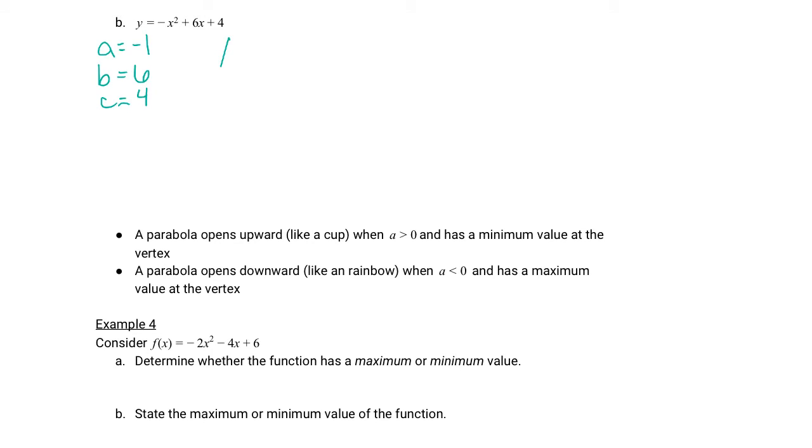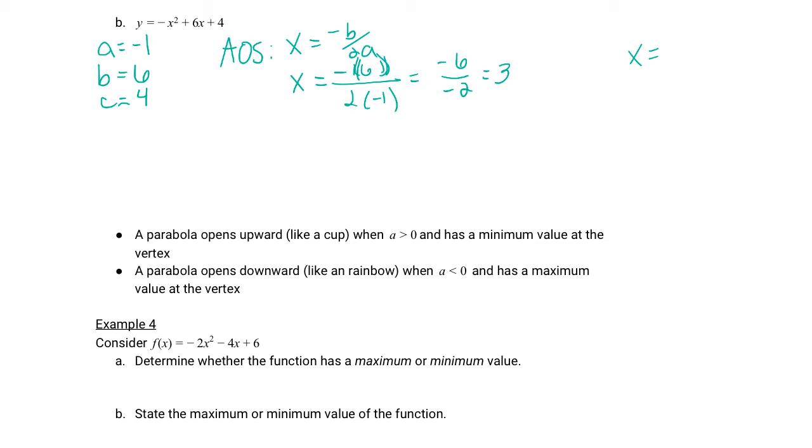So first we want to find the axis of symmetry. x equals -b over 2a. For this case, it's x equals -6 over 2 times -1. That's the same as -6 over -2, which is 3. So our axis of symmetry is x equals 3.